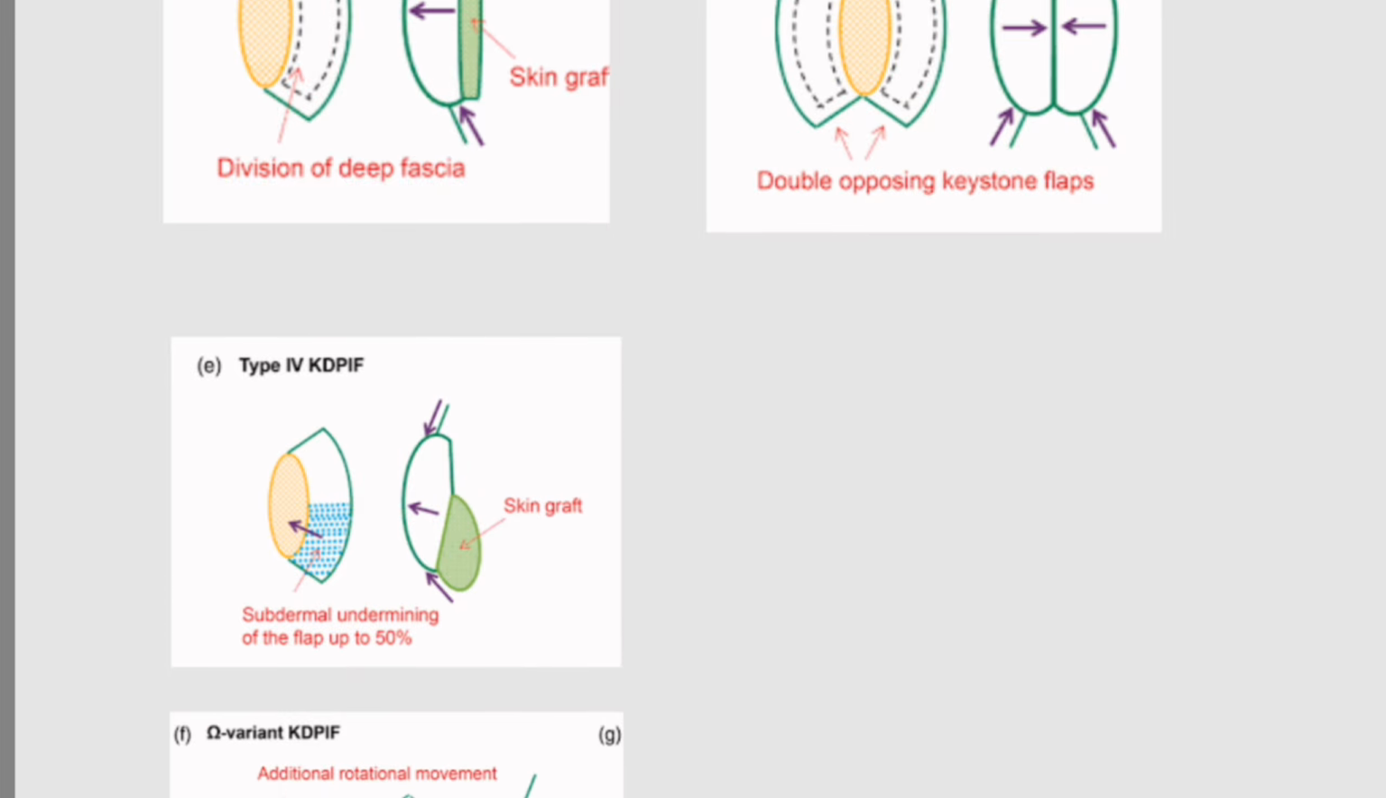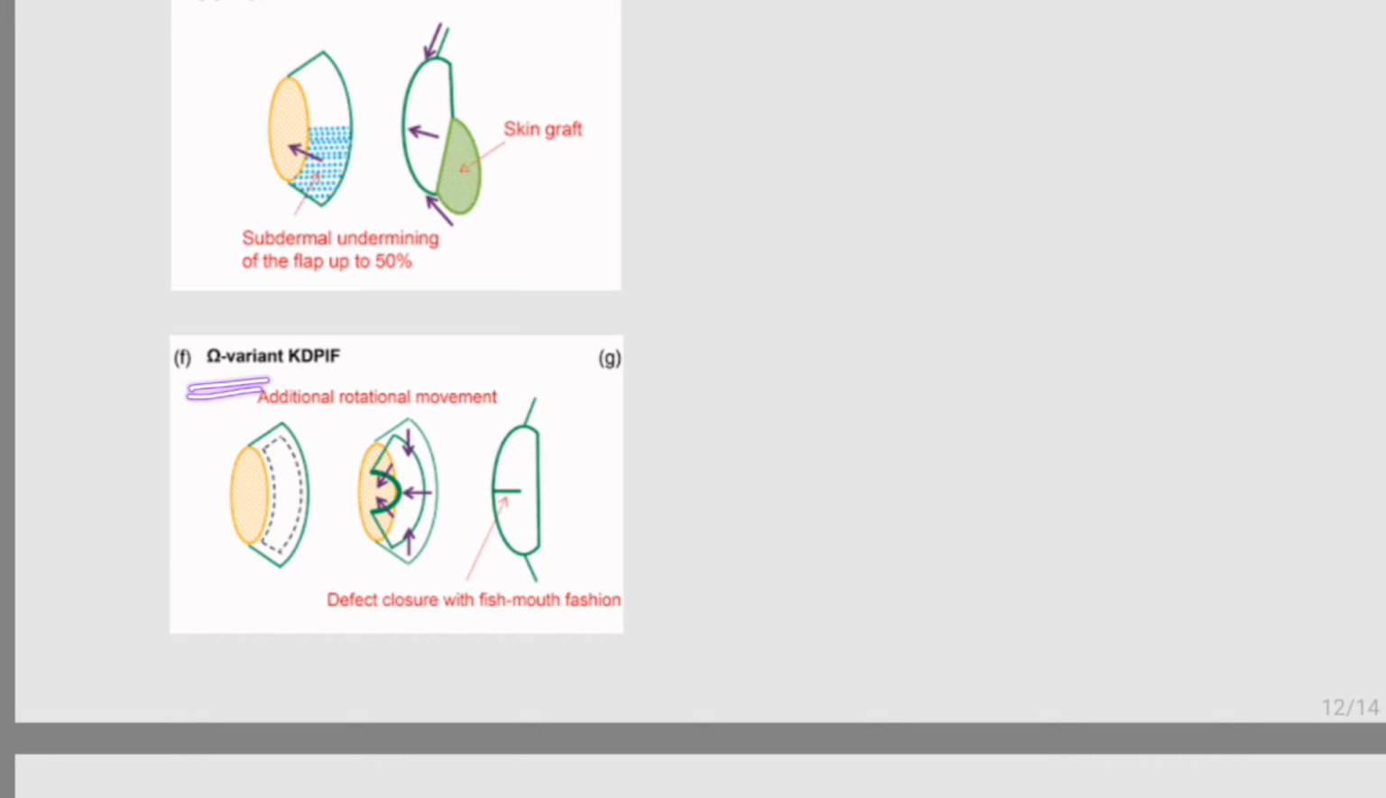Now coming to the type 4. This is a partial subfascial type. Here we go for partial subfascial undermining, traditionally up to 50% of the flap, to gain additional movement while preserving the remaining perforator blood supply. Perforators are lying here and they are intact. The donor site is planned for STSG.